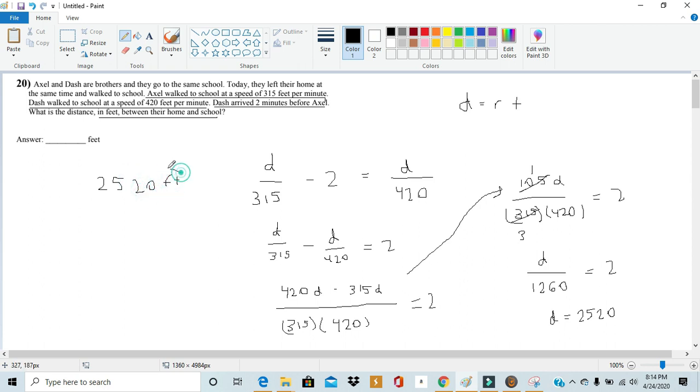Now, this problem wasn't that hard. In fact, if you just know the simple formula, distance equals rate times time, and use some clever algebra, you could solve this nearly instantaneously. So even though this is the number 20 on the test, this is probably a really easy problem for those people who know how to set up equations from word problems like this.